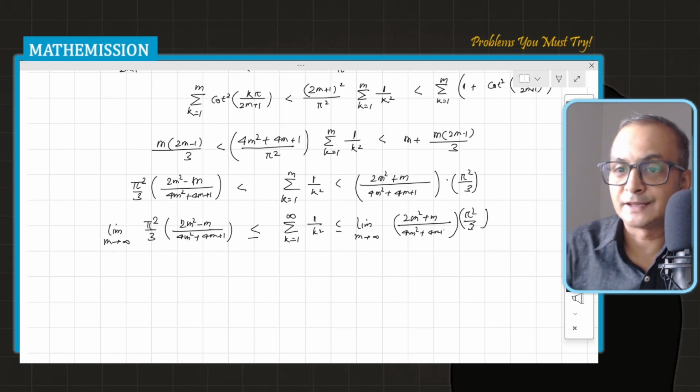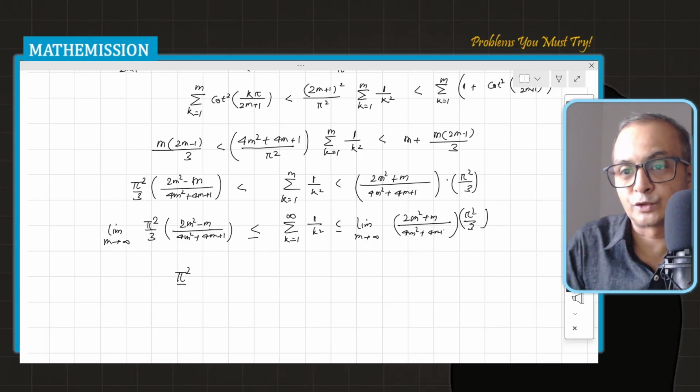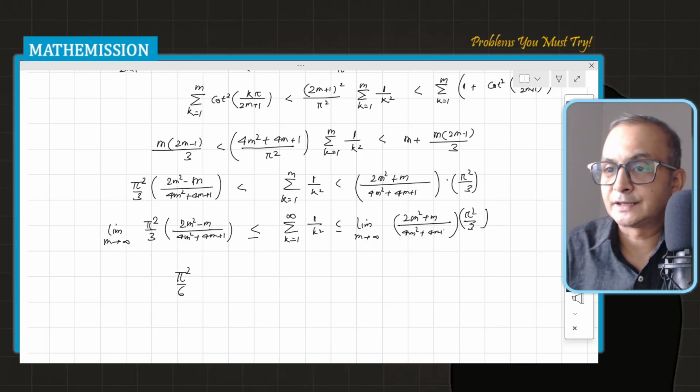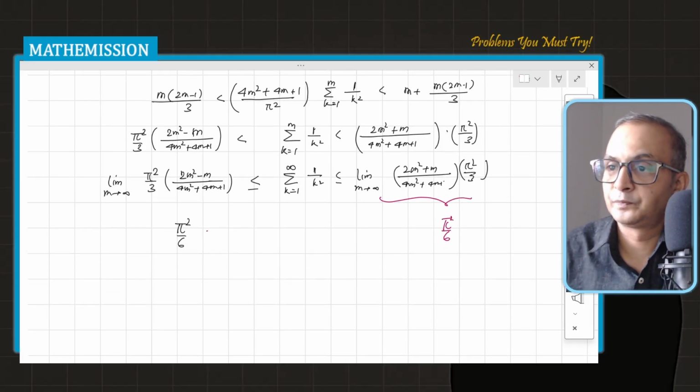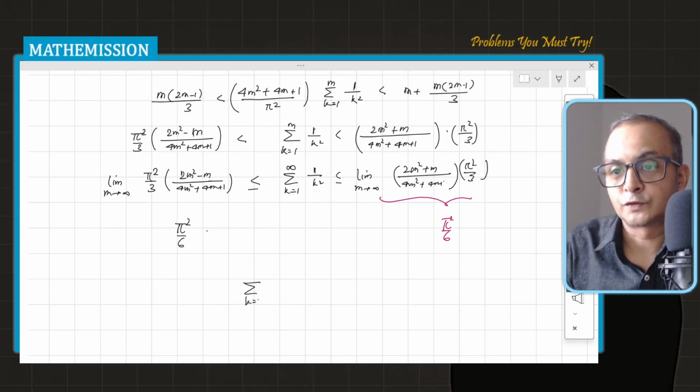So this left hand side limit approaches pi square by 6. This right hand side limit is also approaching pi square by 6. And so we proved that the summation k goes from 1 to infinity, 1 by k square, is pi square by 6.